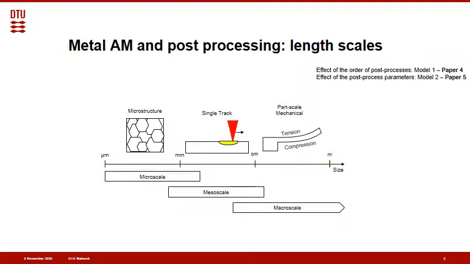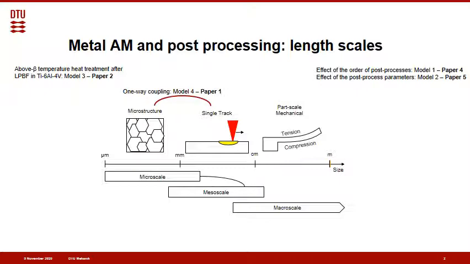I have developed two models at the macroscale. One is a simplified approach capable of seeing the effect of the order of the post-processing operations, while the second one shows the effect of dwell time and heat treatment temperature. The third model is a microstructural model for a heat treatment above the beta transus temperature, while the fourth model investigates a one-way coupling scheme between mesoscale and microscale, while the final model is a two-way coupling between microstructure and macrostructure.